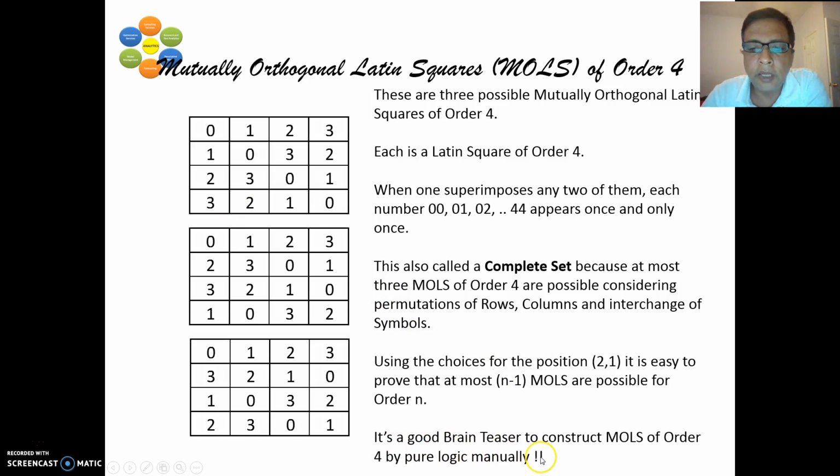It is a good brain teaser to construct mutually orthogonal Latin squares of order 4 by pure logic manually. It's a good brain teaser to construct the three mutually orthogonal Latin squares of order 4 manually using pen and paper, and this is called the complete set.